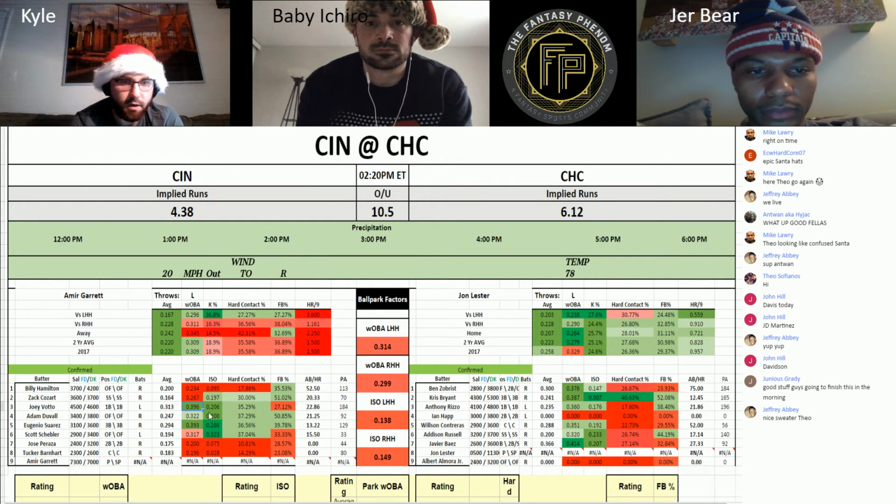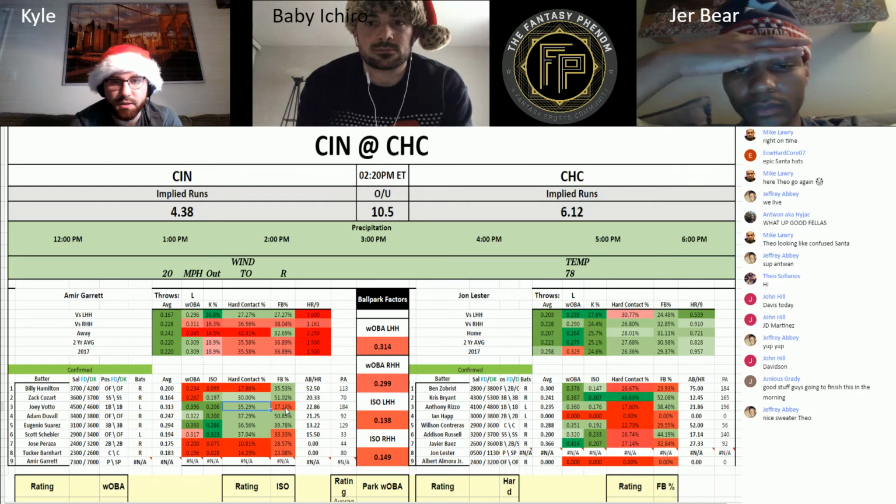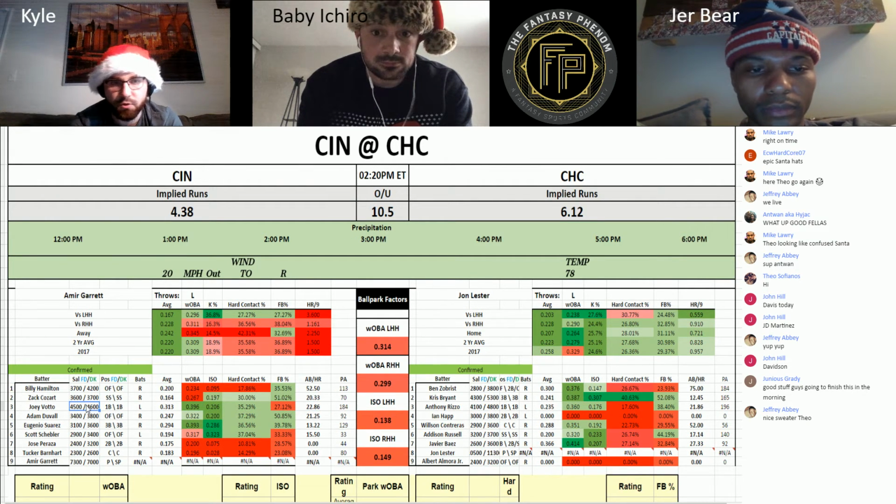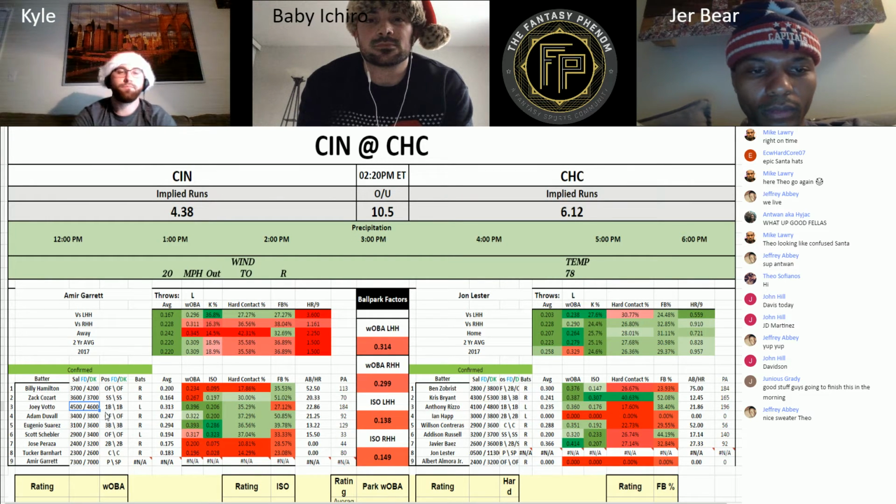But these, again, are going to highlight the power statistics. It's the same stats you see on the batter matchups tab, but it also includes their FanDuel and DraftKings price, their position eligibility, and their bat handedness.